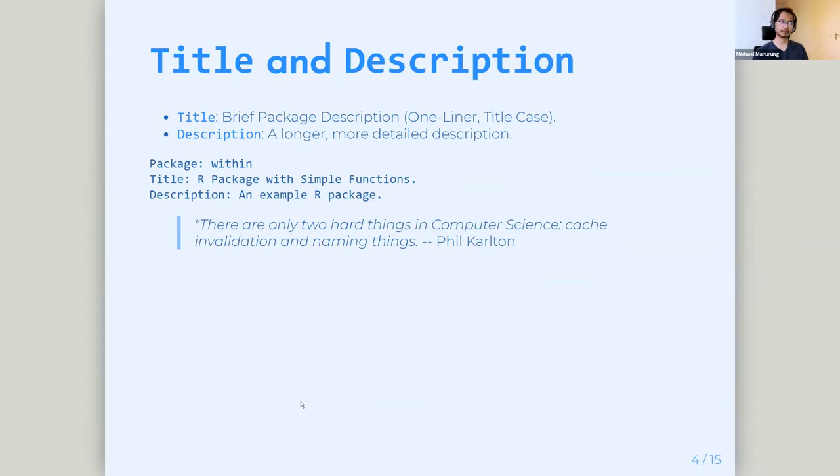All right, so the most important thing that you can put in the description file is the title and description. Weirdly, the title is actually not the title, but a short description of the package. And usually this has to be one line and written in title case. And then the description is a longer form of the description. So it's longer, more detailed. So you can have up to one paragraph to describe what your package is actually doing.